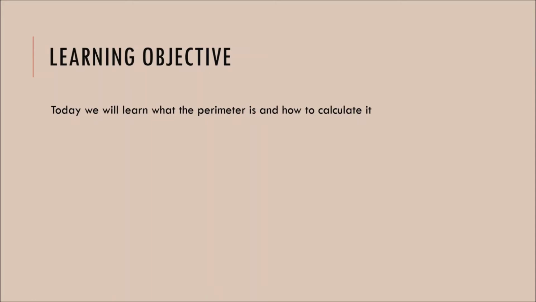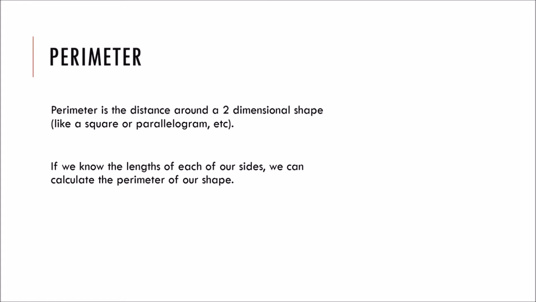Today we'll learn what perimeter is and how to calculate it. So perimeter is the distance around a two-dimensional shape, like a square or a parallelogram, for example. And if we know the lengths of each of our sides, we can calculate the perimeter of our shape.